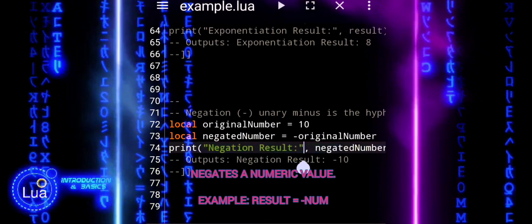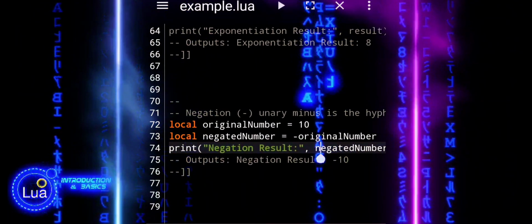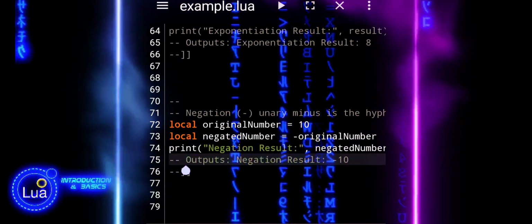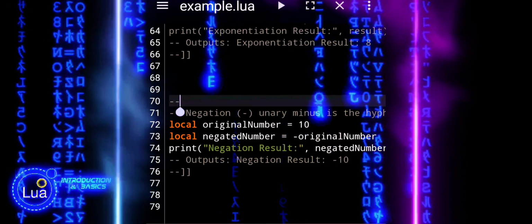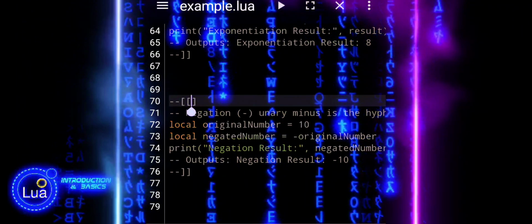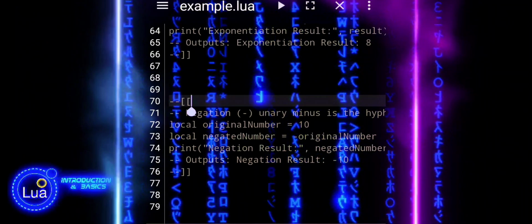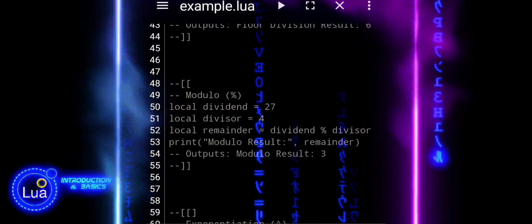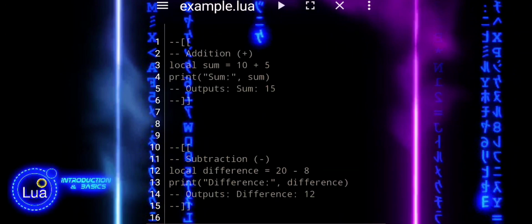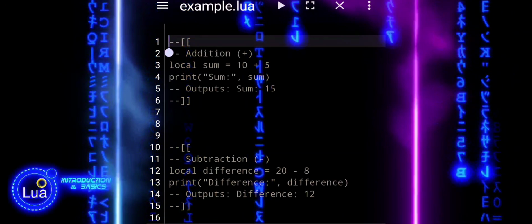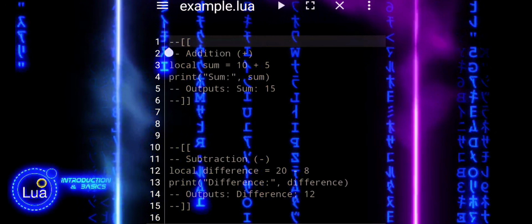In Lua, math operators are the silent architects shaping numeric landscapes. From the simplicity of addition to the intricacies of exponentiation, each symbol carries the power to transform numbers. Embrace these operators as your tools of precision, opening doors to limitless mathematical possibilities in your Lua scripts.